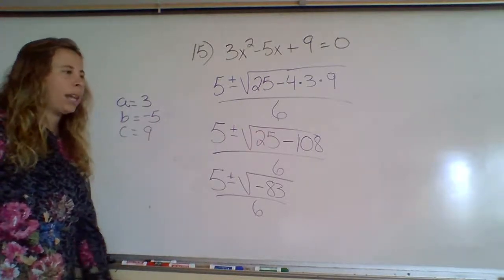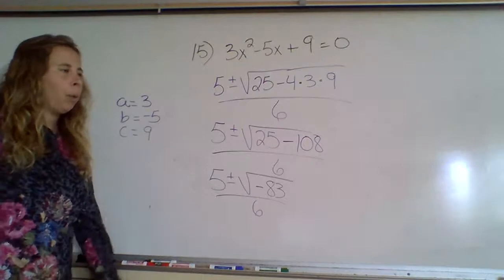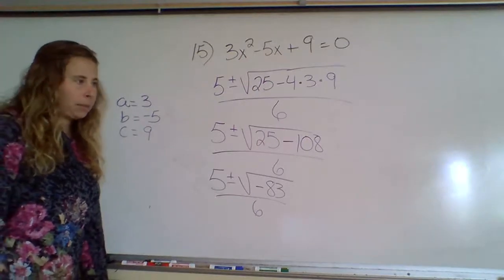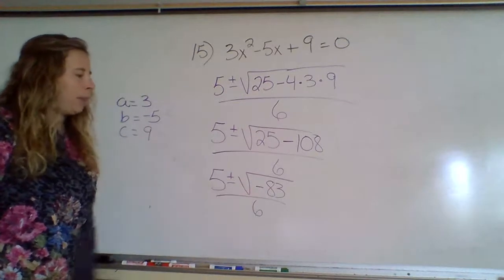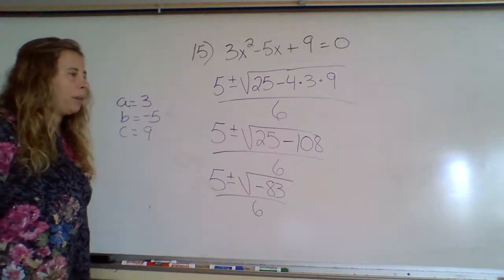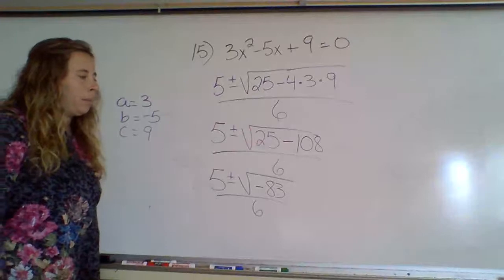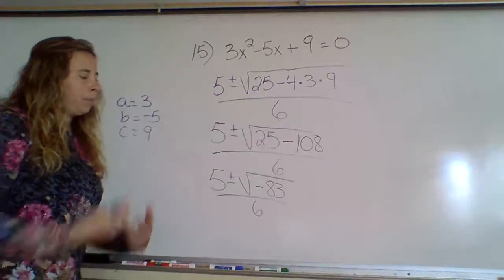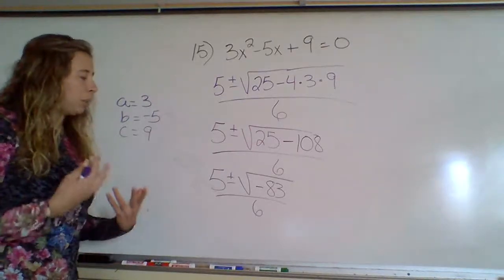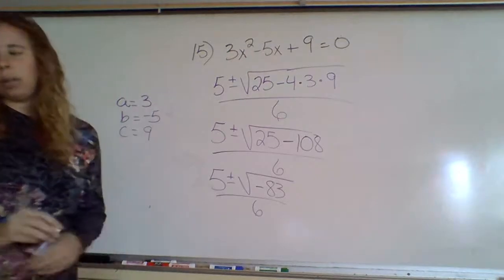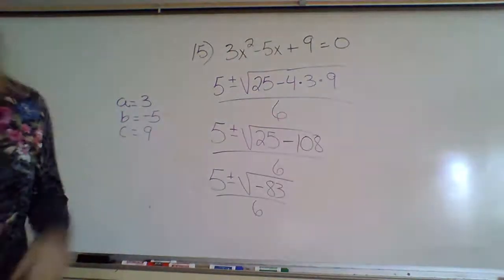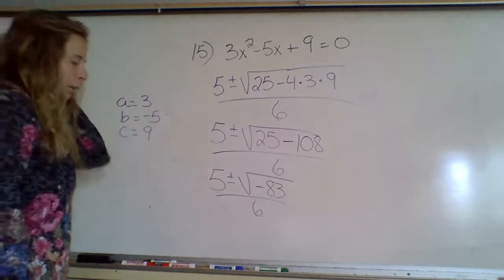Therefore, if you cannot get a real number, what is your answer for classifying these? You cannot take the square root of a negative number and get a real number. Therefore, they are not real. Not real or imaginary, right? So you would label number 15 as not real.